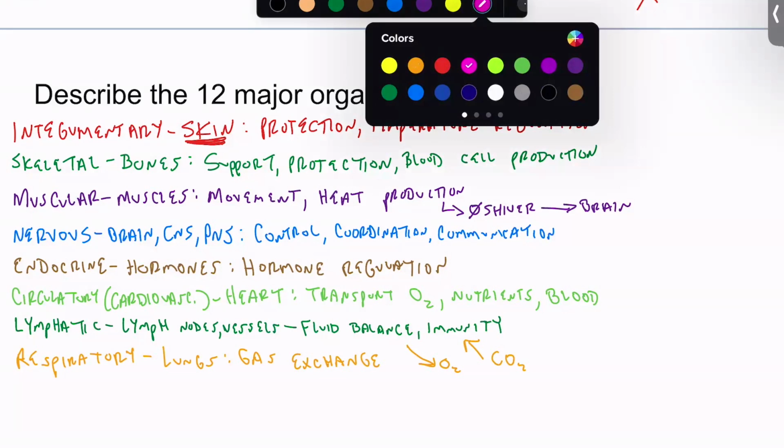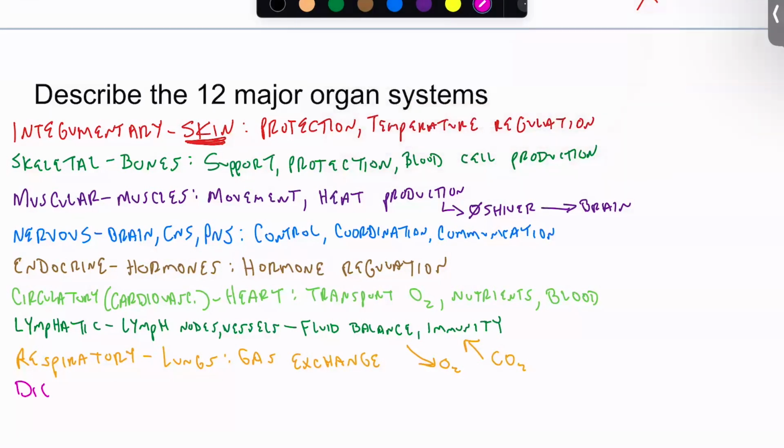We have digestive. So here we're thinking just pretty much our entire GI system. And so big function here is nutrient breakdown and absorption.